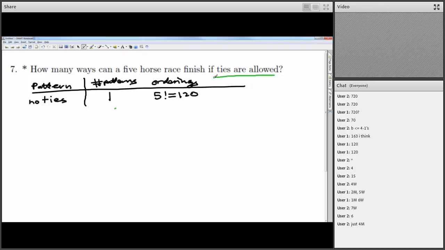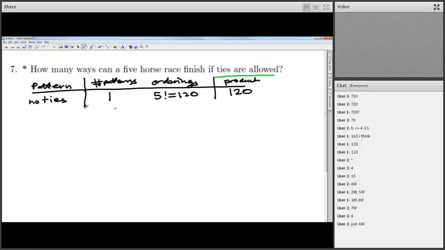So if I take the product of these two, the number of patterns and the number of orderings, because I want both at the same time, that gives me 120. So the first case produces 120 different ways of finishing this 5-horse race.